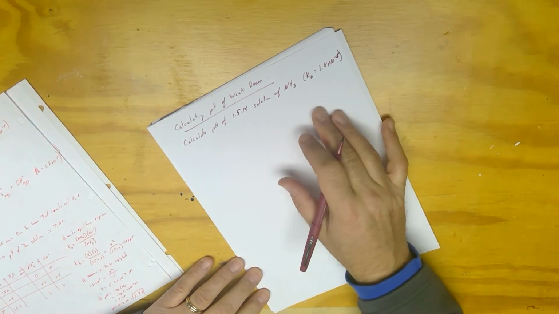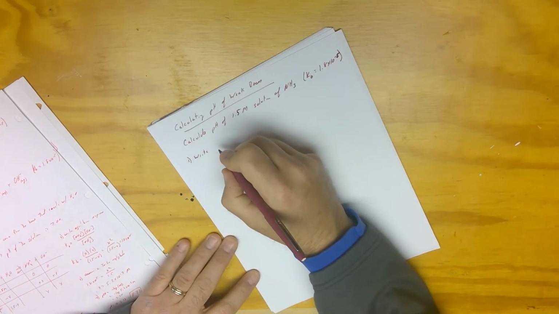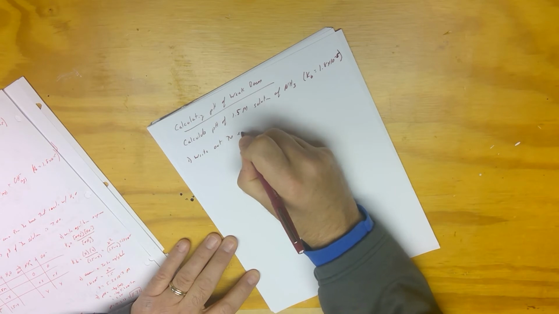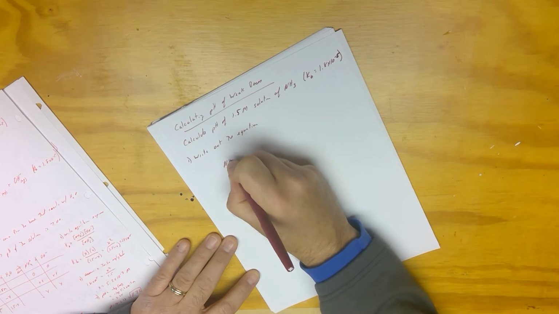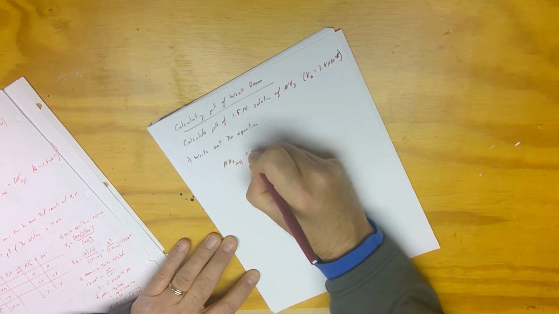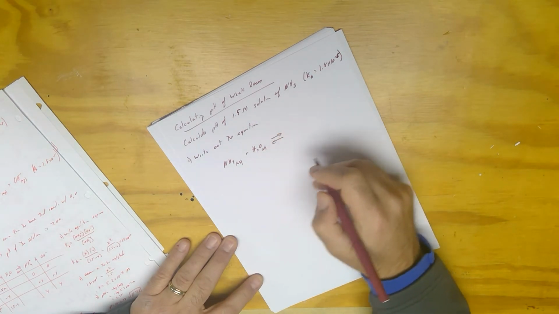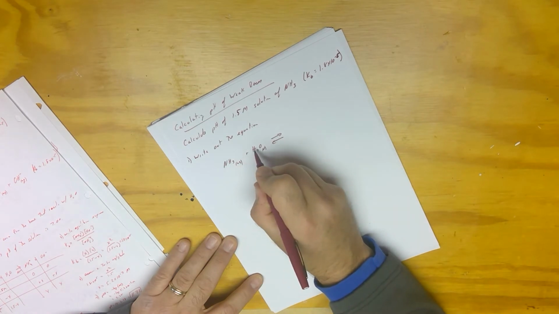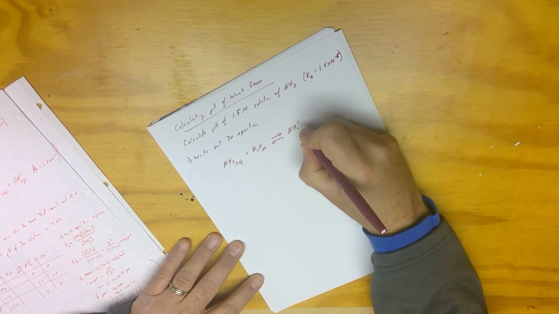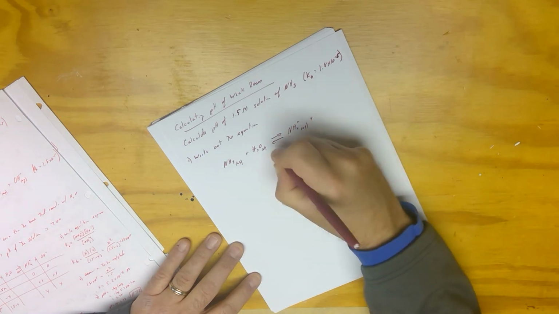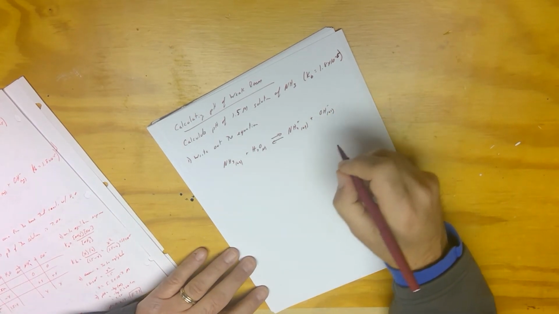All right, so we need to first write out the equation. So NH3 plus water will form an equilibrium. And remember, this base is going to take a hydrogen. It's going to accept a proton. So it becomes NH4 plus aqueous plus OH minus aqueous.